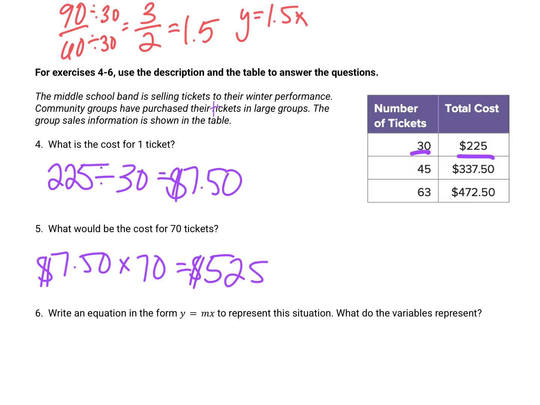Lastly, number 6, we need to write the equation in the form of y equals mx to represent the situation. So like I mentioned for number 4, the cost per one ticket, that is our slope. So the 7.50 was our slope. That tells us how much it costs for one ticket, okay? So when we write this in our equation, we start with y equals, then we're going to have our 7.50. You don't necessarily have to write the 0, but we certainly can. Either way is fine. And then follow that with our x. So x represents the number of tickets. That was our first column in our table. Y represents the total cost for the number of tickets you are purchasing.